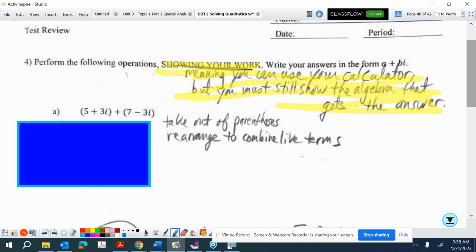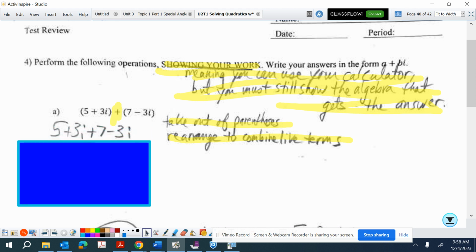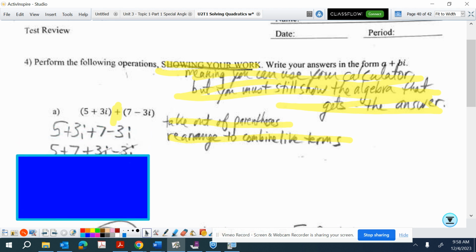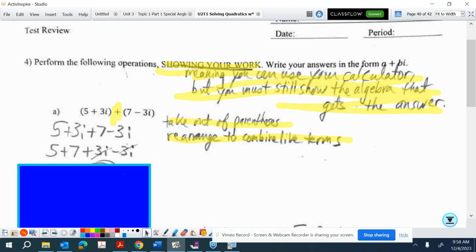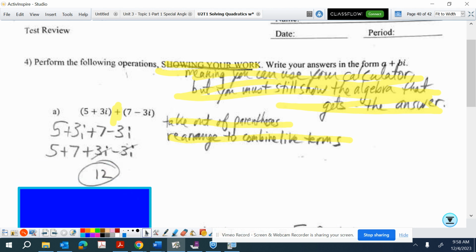The instructions I wrote said take out the parentheses, because if you have a plus sign between the parentheses, then the plus sign doesn't matter and the parentheses don't matter. So then you're going to rearrange all the real numbers together and all of the imaginary numbers together. Parentheses gone, and then 5 plus 7, and then the plus 3i minus 3i. 3i minus 3i is 0, so your answer is real, and it's 12.